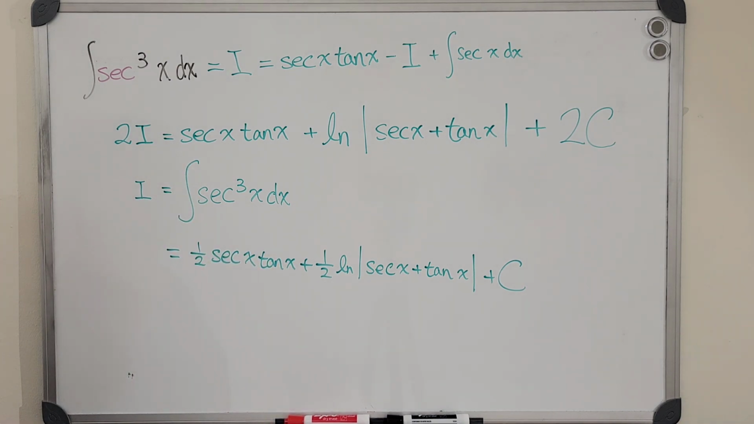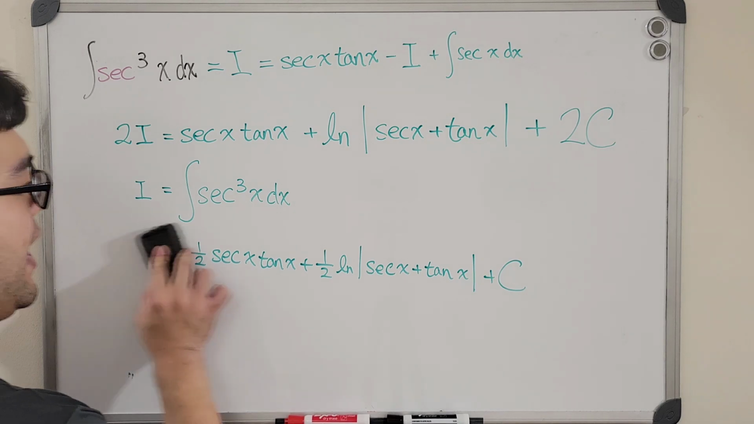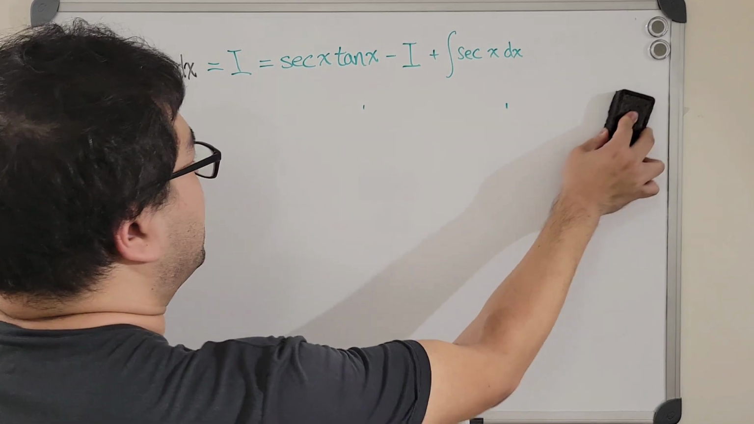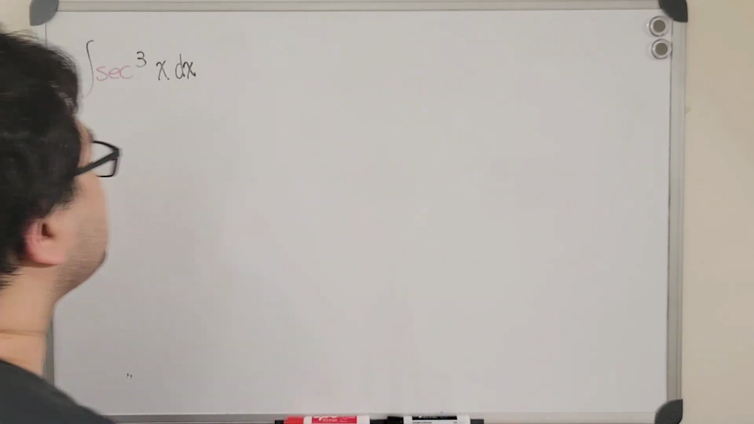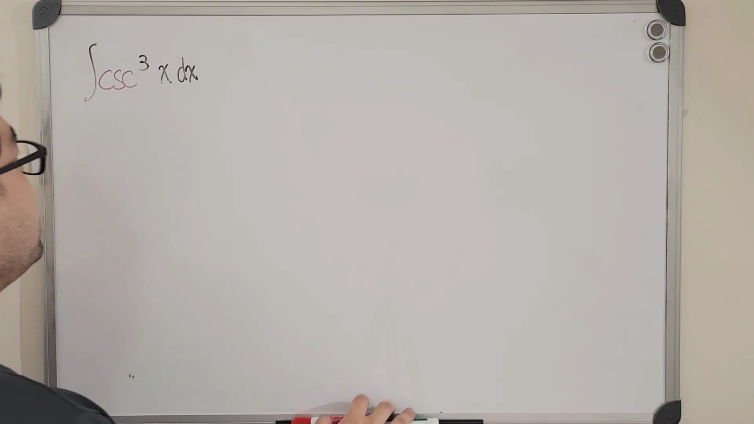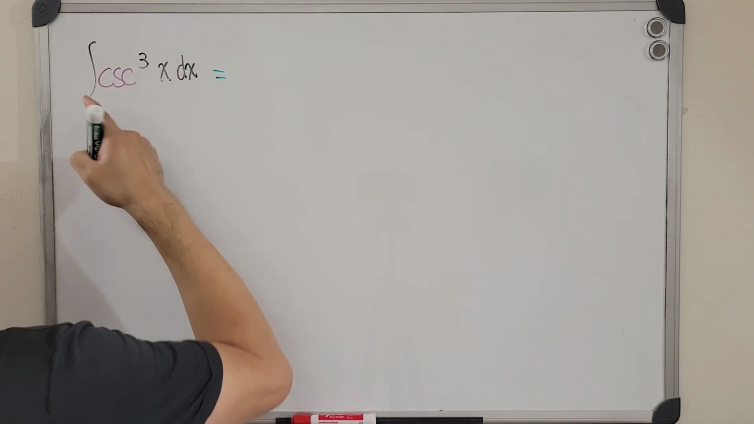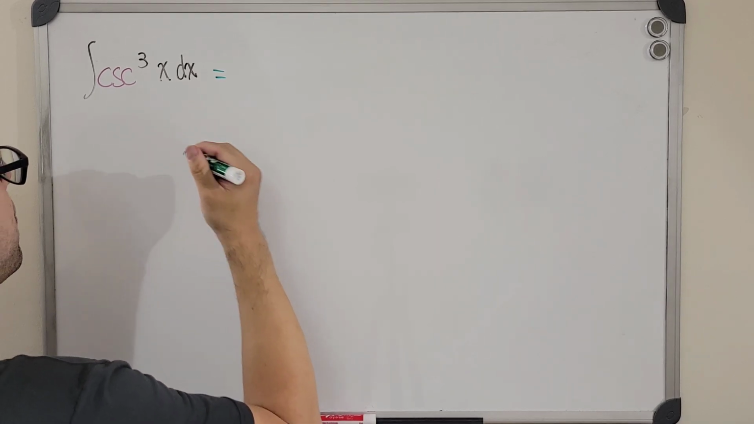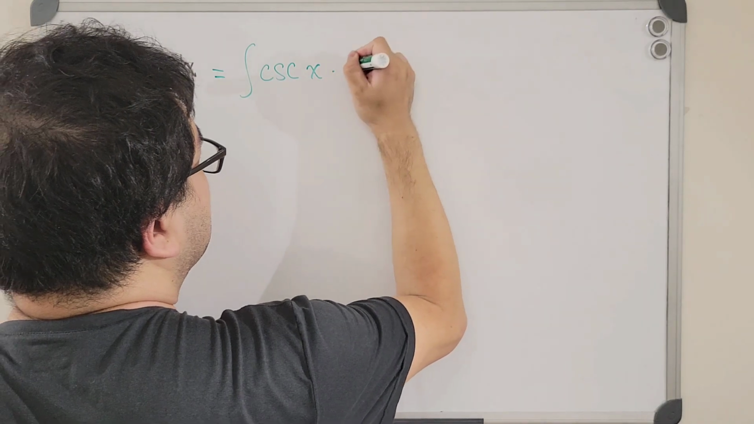So last but not least, we have cosecant to the third power, which in fact will act the same way that we did for secant to the third power. So here we go. We are going to do the same trick by first breaking cosecant to the third power into cosecant to the first power times second power.